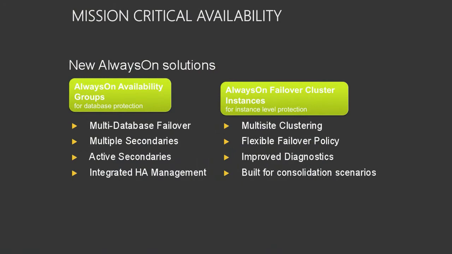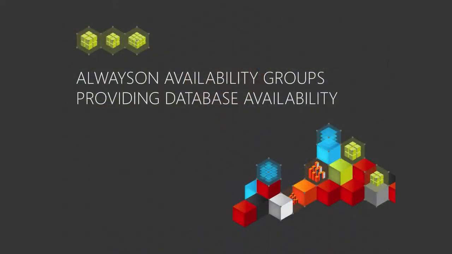Based on this, we came up with two new solutions: AlwaysOn availability groups for database level protection and AlwaysOn failover cluster instances for instance level protection. For the rest of this talk, I'll do some demos on AlwaysOn availability groups and talk about the new features in AlwaysOn failover cluster instances. AlwaysOn availability groups.